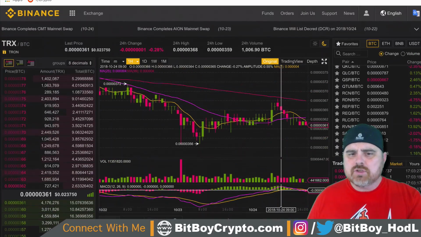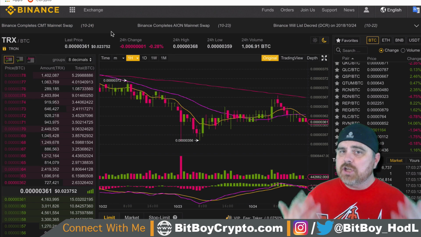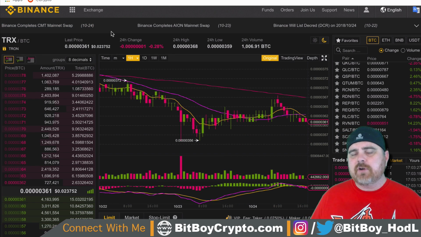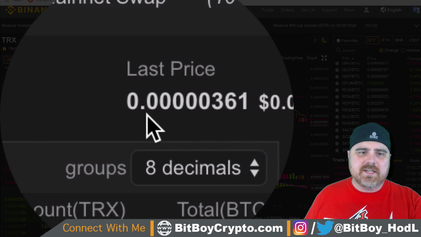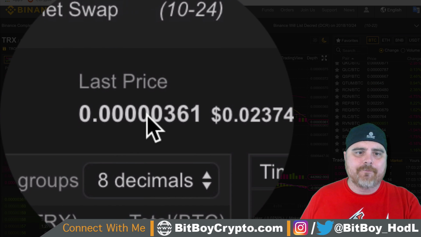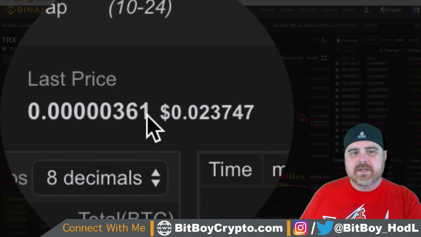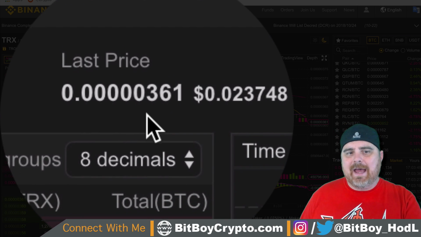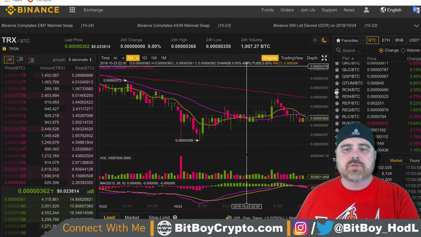But when you're reading the chart, it's very important to understand what a Satoshi is. So a Satoshi is the smallest fraction that a Bitcoin can be divided into. As you can see here, it has 1, 2, 3, 4, 5, 6, 7, 8 decimal places. So Tron right now is coming in at 362 Satoshis, it just went up.